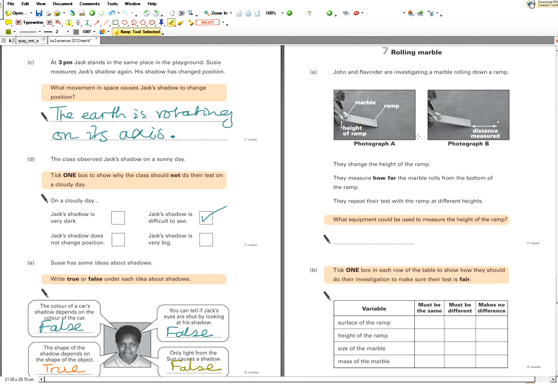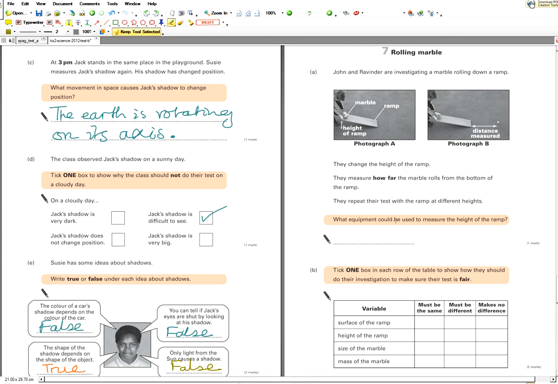John and Ravinder are investigating a marble rolling down a ramp. Here are the two photographs, photograph A and photograph B. That one has the equipment, and then he releases the marble and measures the distance from the bottom. They change the height of the ramp. They measure how far the marble rolls from the bottom of the ramp. They repeat their test with the ramp at different heights.